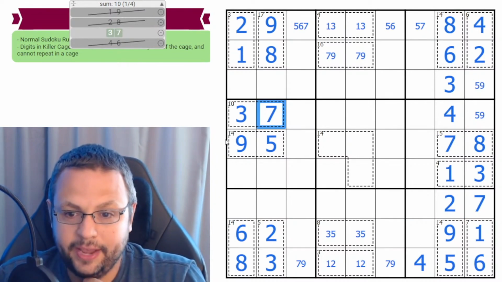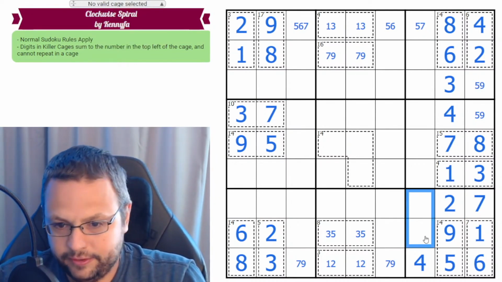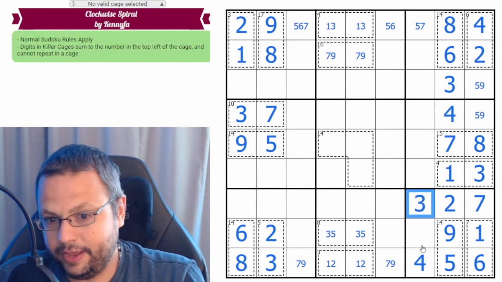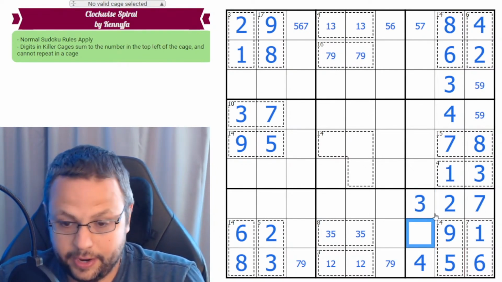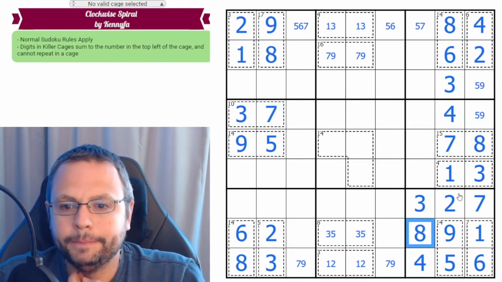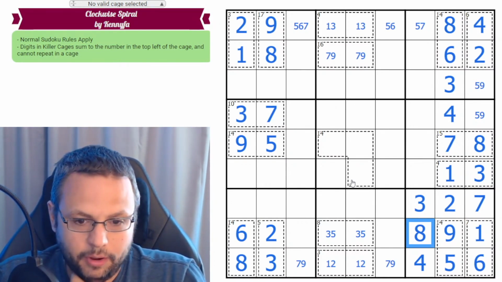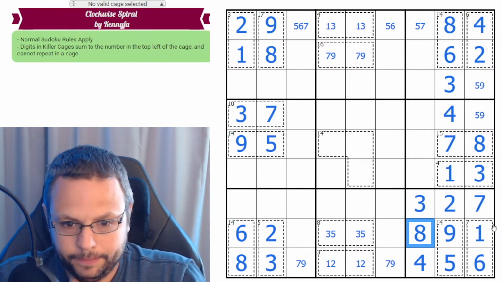So we now have our 10 cage sorted out. These two digits include a 3, which has to go there. Oops. Sorry, include a 3, which has to go there. 5, 6, 7, and an 8, which has to go there. So we've got all of that going on.